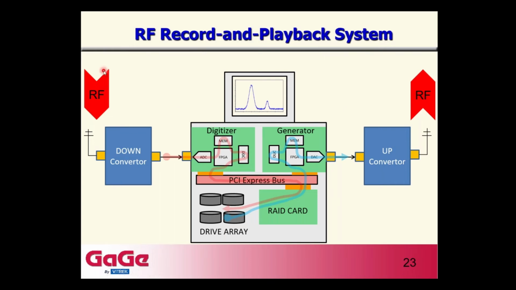And now we have the airwaves coming in, get down converted, get digitized, down converted digitally again, streamed to disk. And then at any time later, we can replay those same signals and basically do the same thing in reverse, stream the data from the disks through the digital up converter, out and through the analog up converter and turn it back into RF waves.